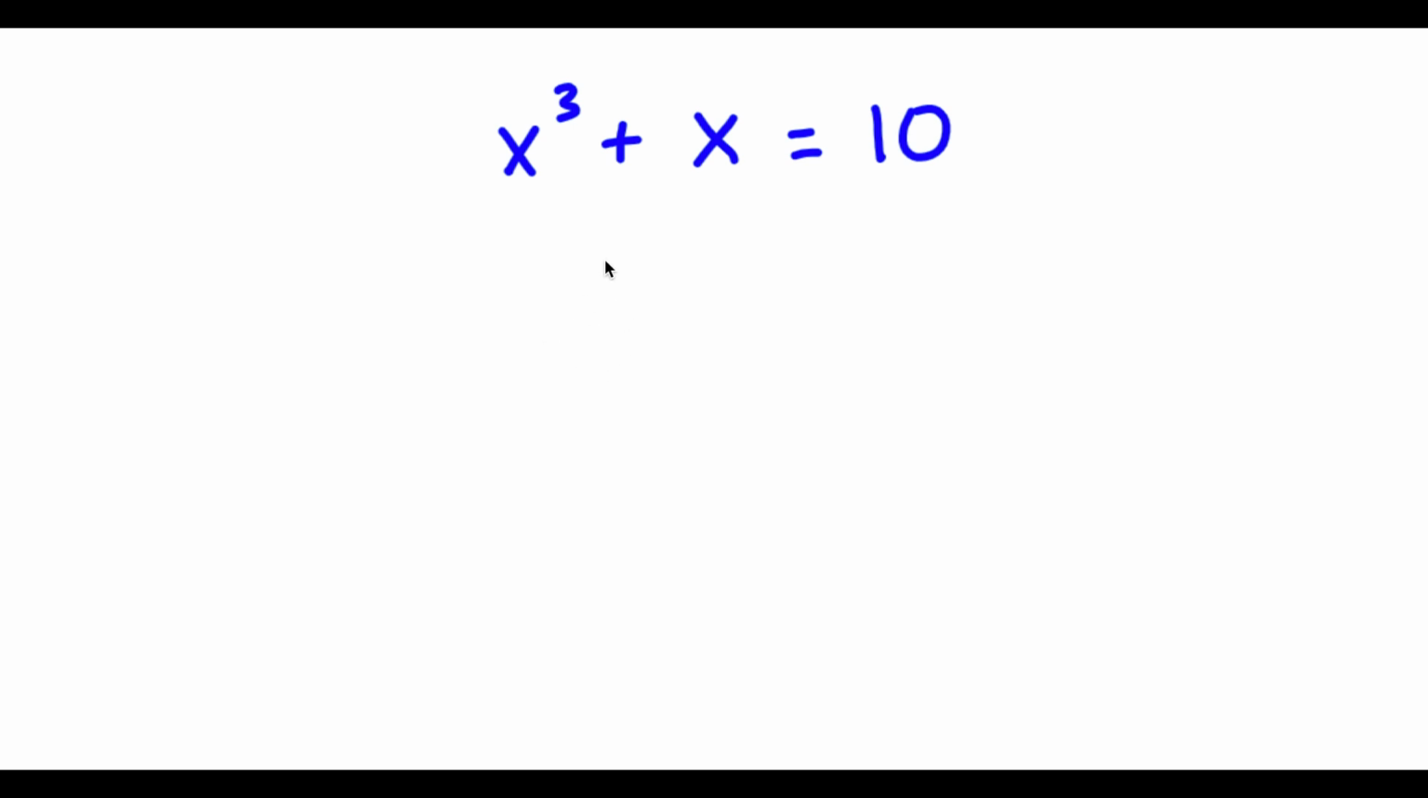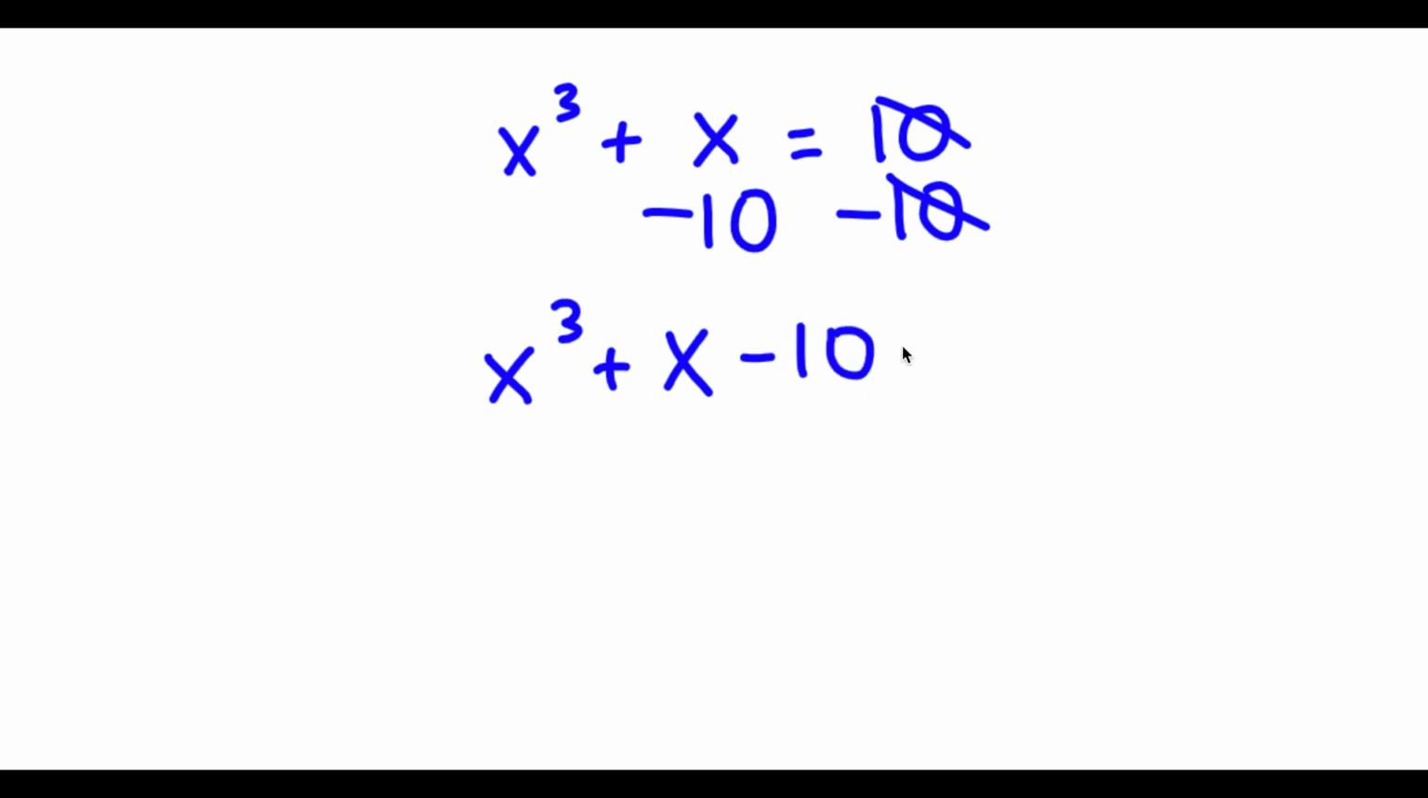Alright, so in this problem, I have x to the power of 3 plus x is equal to 10. So to solve this, I'm going to first start by subtracting 10 on both sides. So now I have x to the power of 3 plus x minus 10 is equal to 0.